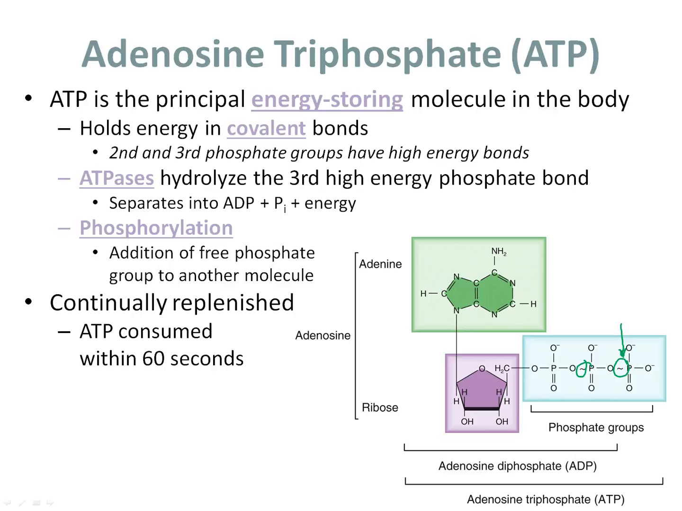Phosphorylation is when we add a phosphate group back on. So when we have ADP, we've broken this bond and we only have 2 phosphates, and we go to add a phosphate back on, we call that phosphorylation. And we continually replenish our ATP supply. If we were to stop producing ATP, all of the ATP in our body would be consumed within 60 seconds. So it's important that we are always producing ATP.